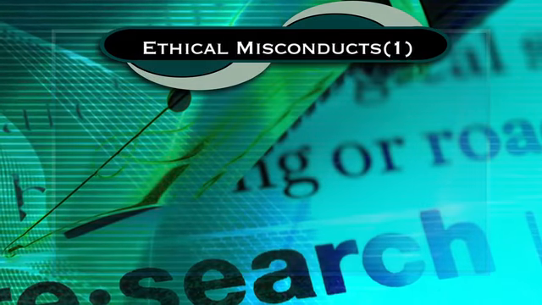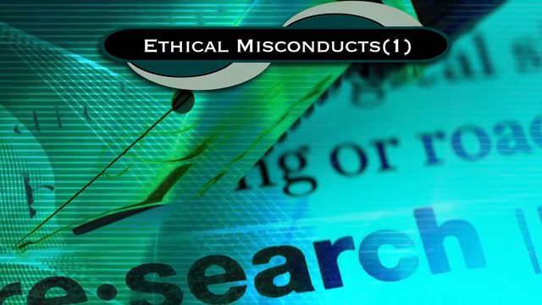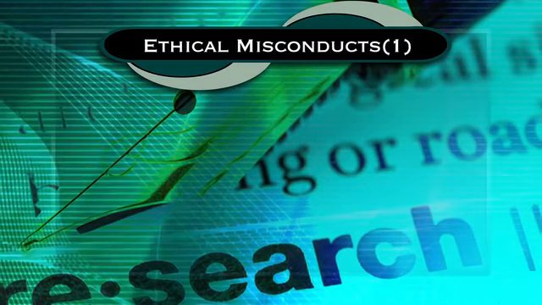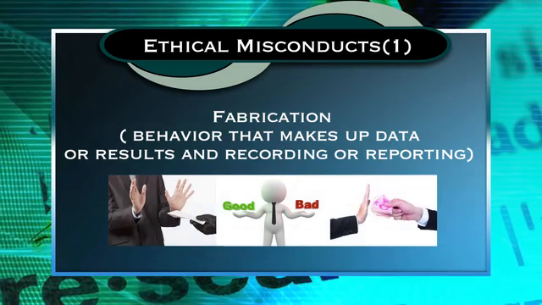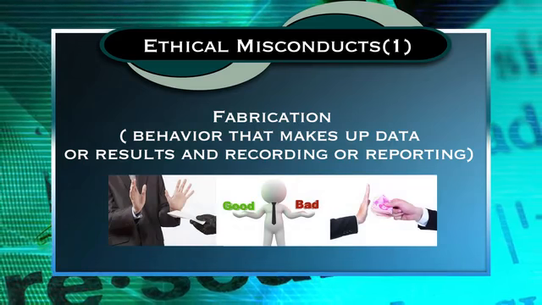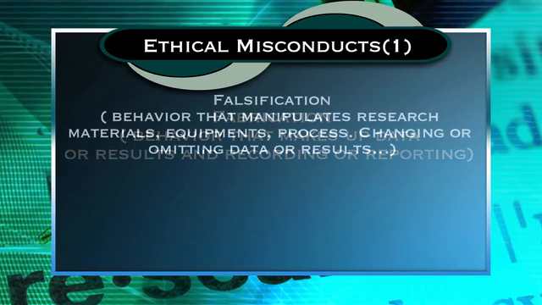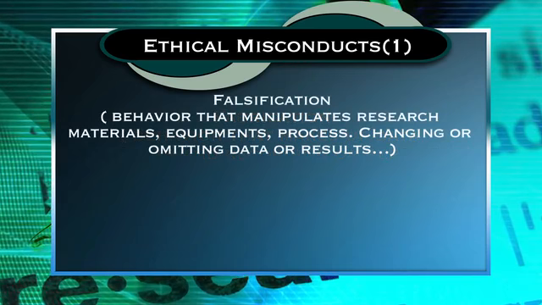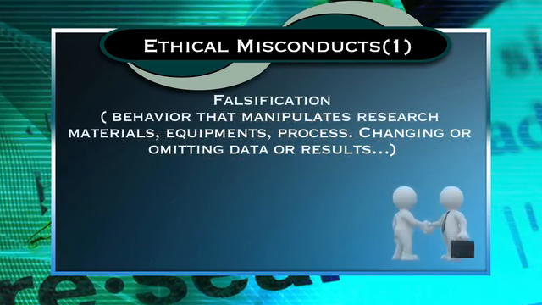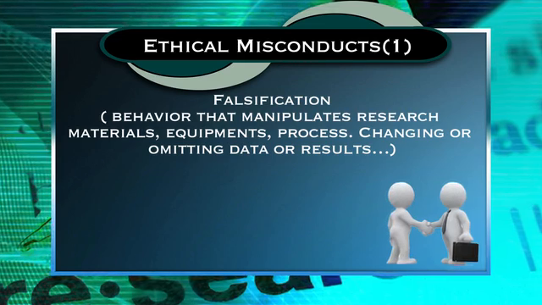On the other hand, there is researcher ethical misconduct. What are the ethical misconducts a researcher may commit? One is fabrication. That is the behavior that makes up data or results, or records or reports them. The data report must not be mixed up; it must be based on truth. Then falsification. Many times fictitious data are collected. Falsification is behavior that manipulates research material, equipment or process, changing or omitting data or results.